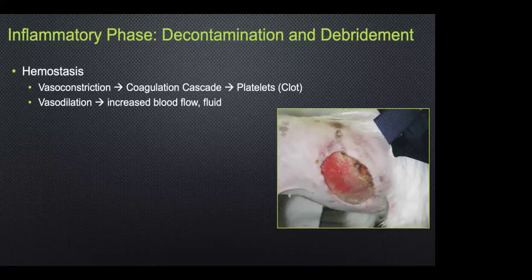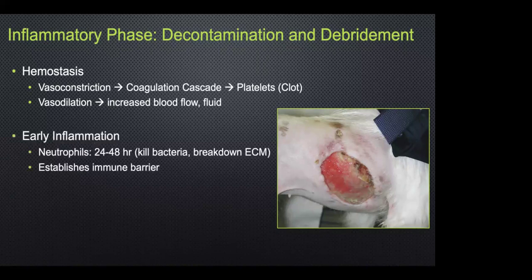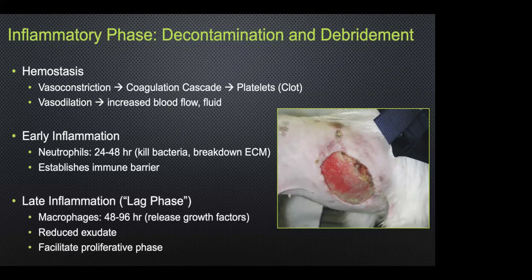allow this to happen, but you've also got concurrent vasodilation so that you can really increase the blood flow to that wound bed, and that's where you start to see a lot of that edema and wound fluid. There's an early inflammatory phase and a late inflammatory phase. The early inflammation occurs in that first 1 to 2 days where the neutrophils are establishing themselves. They're the first line defenders that kill some of the bacteria. They start to break down some of the extracellular matrix, and they help establish an immune barrier.